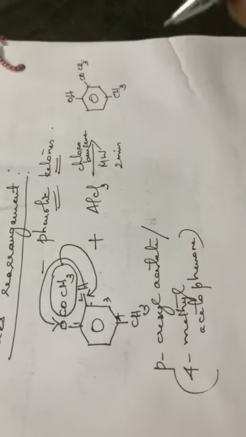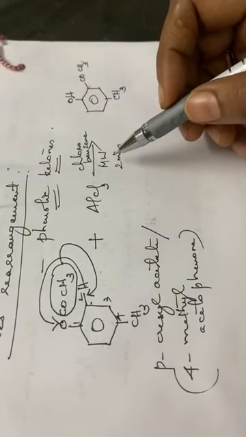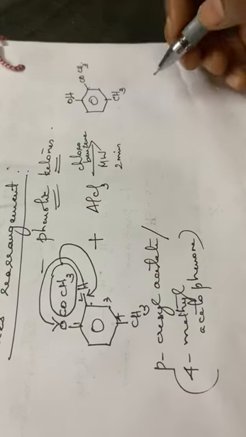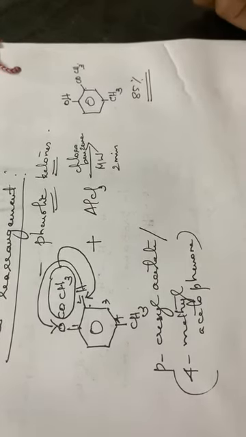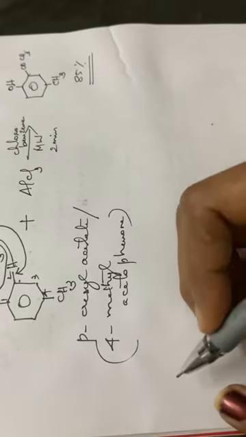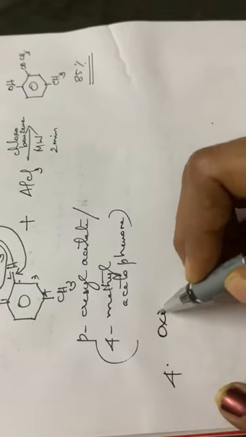So this reaction will be carried out in a microwave oven for about 2 minutes. And also the yield of this particular reaction is about 85%. So this is another reaction, that is the Fries rearrangement. Then the next reaction, that is the oxidation reaction.